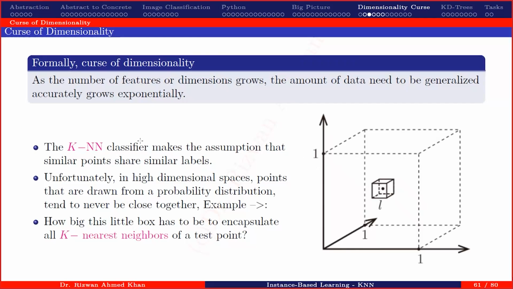Any issue up till now? No sir, clear. Okay.